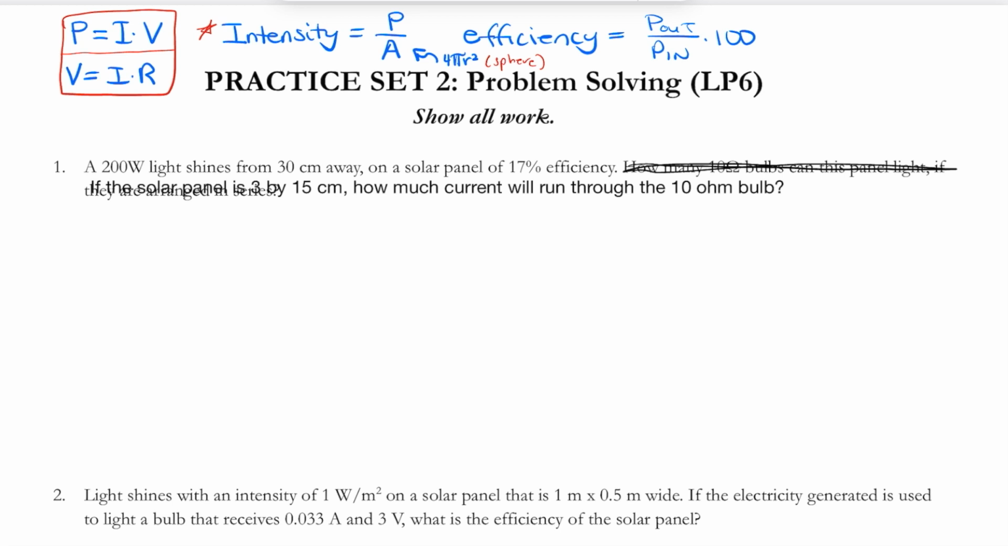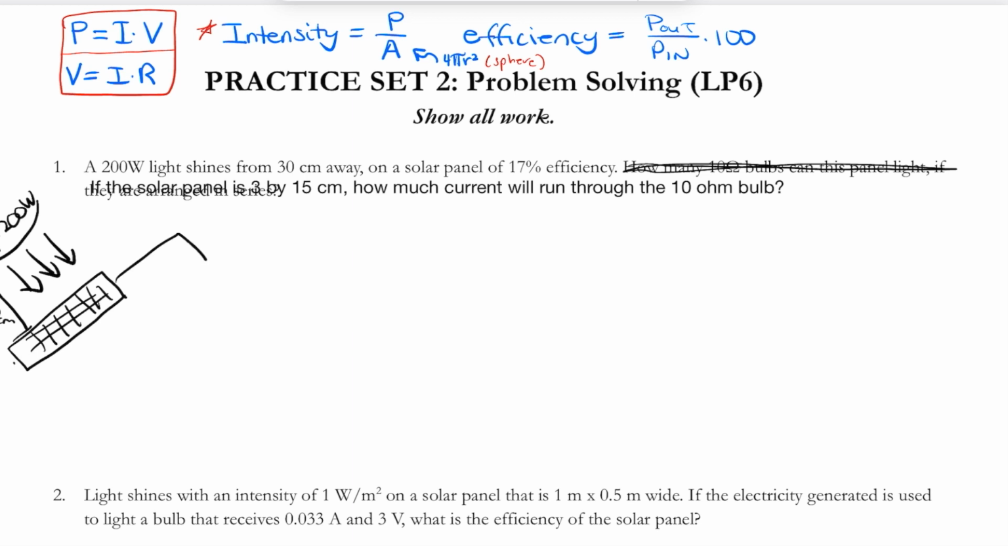When we start our problem solving, as always, we draw a labeled diagram. A 200 watt light shines from 30 centimeters away on a solar panel of 17% efficiency. If the solar panel is 3 centimeters by 15 centimeters, how much current will run through the 10 ohm bulb? So to start drawing this, here's my light source. Power of the light source is 200 watts. It shines down here. The distance between here and my solar panel is 30 centimeters. Here's my solar panel.